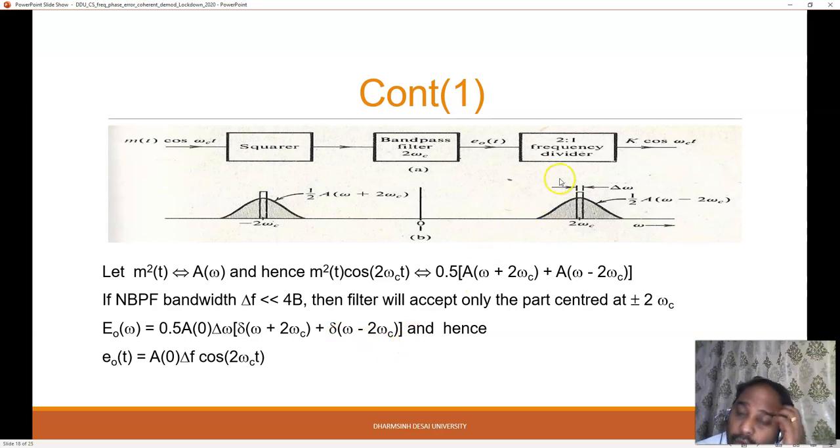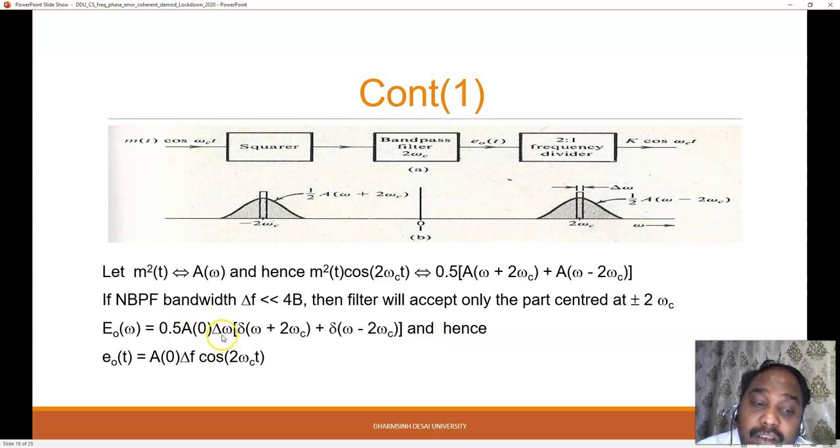Hope it's clear to all of you. This is nothing but the impulse function product I have taken. It will be an impulse itself centered at 2 omega c, but the area, not magnitude, will be the value of the function to which it is multiplied at that point.